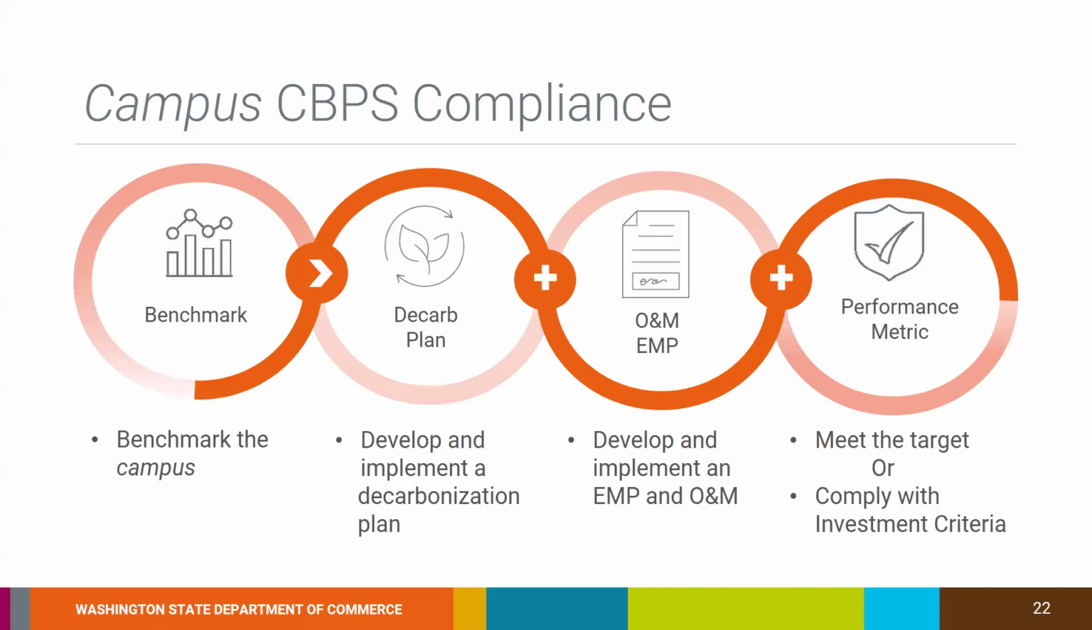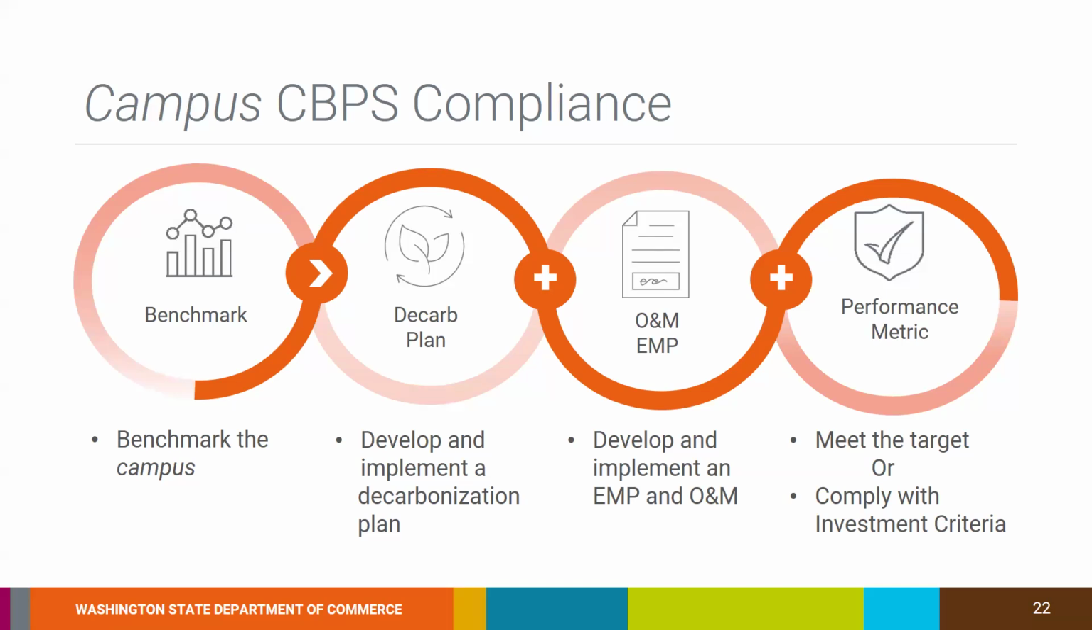Okay, so this is just a basic graphic representation of all we just spoke of. So you're going to need to benchmark the building, see where you're at, so that you can help develop a plan to meet the performance metric and include that in your decarbonization plan. Benchmarking will help inform which path you're going to take to meet the performance metric. The decarb plan is going to include all the details of how you're decarbonizing district energy system, as well as all the items that you need to evaluate.